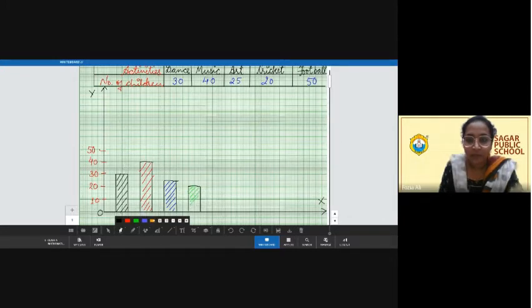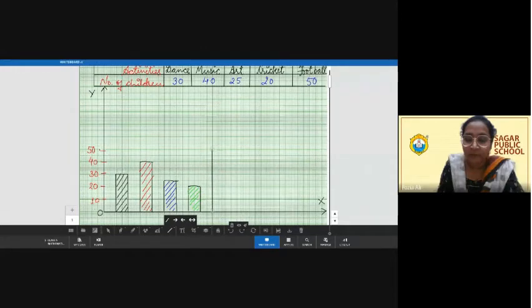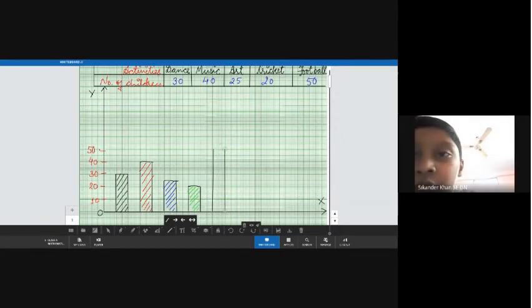This is 20. So this bar represents the number of children as 20, and it is showing the number of children who are liking cricket. That is the 20. And after leaving a 1 centimeter gap, now again we have to move to the last activity, and that is football. Here it will be 50. Yes, the height of this bar will be 50, the full height of 50.